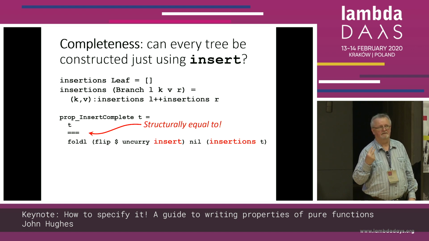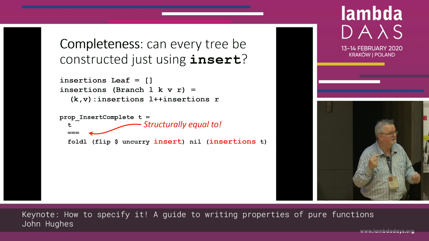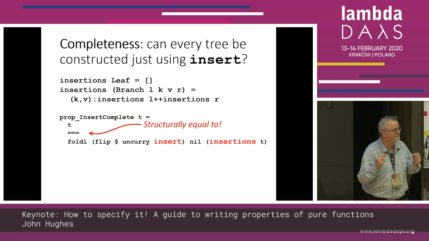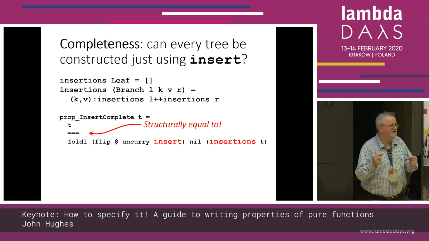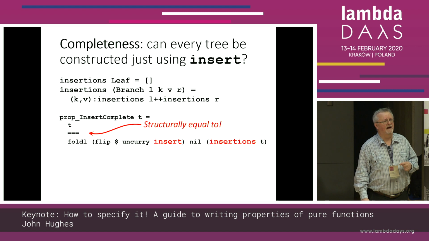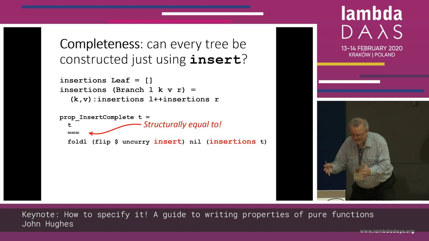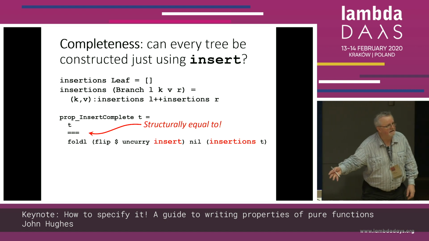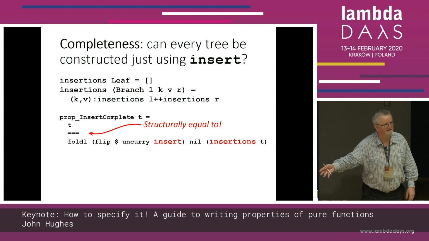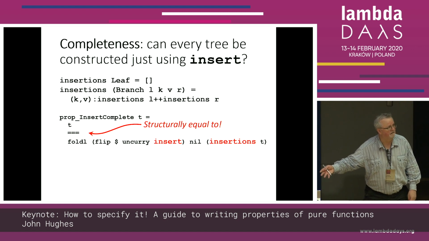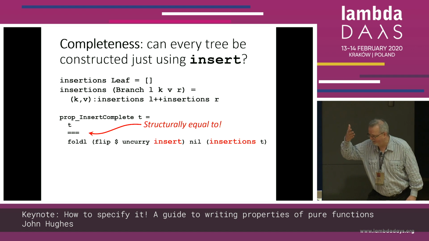Does it? Is anybody the least bit suspicious about this property as a test? Well, how did I generate random trees? Oh, I only used insert. Wait a minute. This property is saying that every tree that I generated only using insert can be reconstructed only using insert. 0 equals 0.